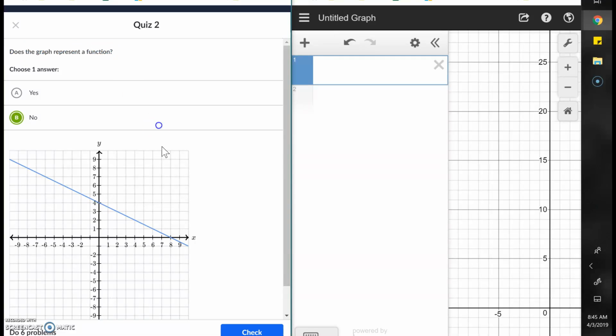Does this graph represent a function? If I can draw a vertical line and drag that vertical line across this blue line and that line only intersects one time, then it is. So this passes the vertical line test.